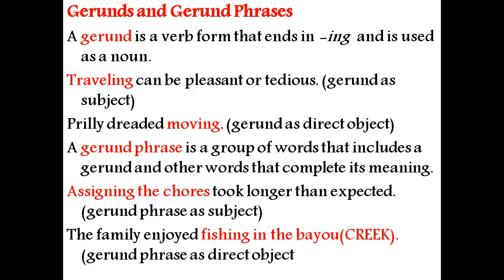A gerund phrase is a group of words that includes a gerund and other words that complete its meaning. So now coming to the second part of the gerund, which is the gerund phrase. The first one is only a gerund, which can come at the beginning as a subject, and in the second example as a direct object. Now moving to the gerund phrase, which is a group of words.